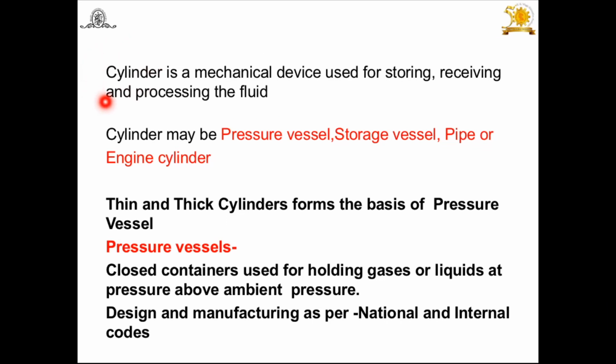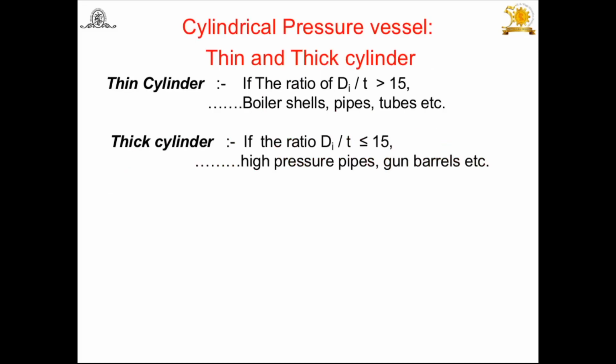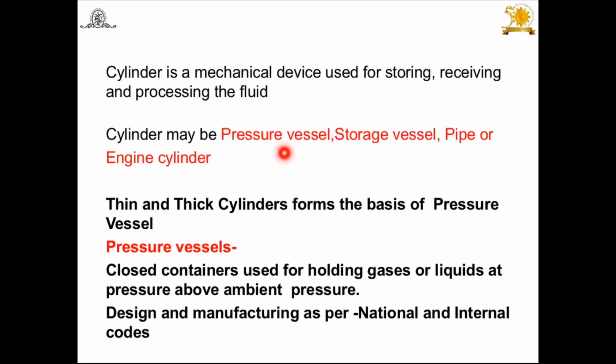But this cylinder may have an open end or closed end, and based on that, a cylinder may be a pressure vessel, storage vessel, pipe or an engine cylinder. Thick and thin cylinders form the basis for pressure vessels. What is the difference between a pressure vessel and a cylinder? A pressure vessel is also a closed container used for holding gases and liquids at pressure above the ambient pressure.